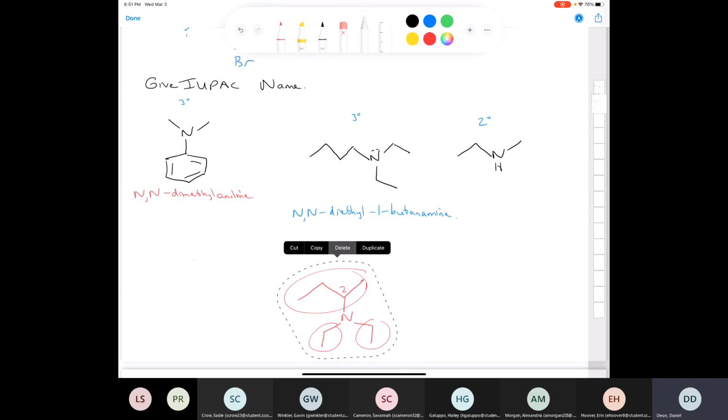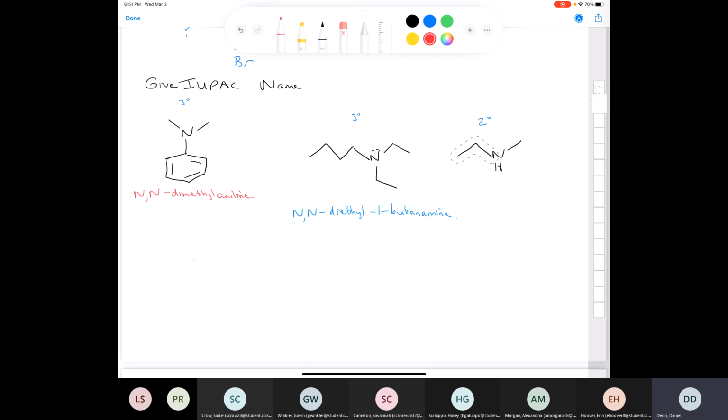The last one, we got another secondary amine. Again, the parent would be the 2 carbons. So this is some kind of ethanamine. It's got a methyl group on it. So this is N-methyl ethanamine. And that's it. There we go.